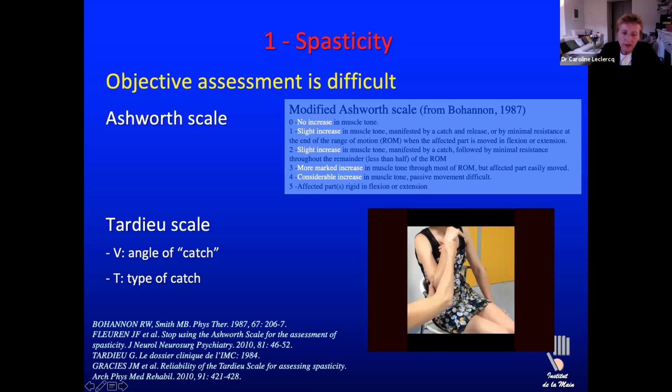Another interesting scale was designed by a French neurologist, Tardieu, and that was many years ago in 1984, except that he didn't speak English, didn't care for English, and it's not until recently that this has been known. And Tardieu scale is based on what we call the angle of catch. And I'm going to show this to you right now.